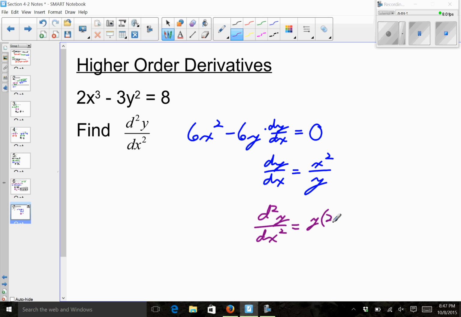So the derivative of the top would be 2x. Because it's with respect to x, I don't need the chain rule there. Minus the top times the derivative of the bottom, which would be 1, but I need the chain rule, so times dy/dx, all over the bottom squared.